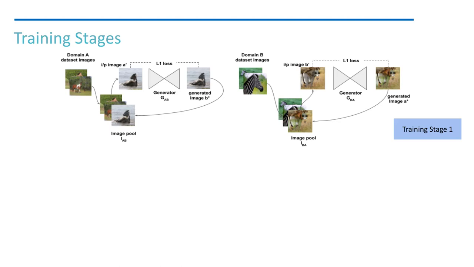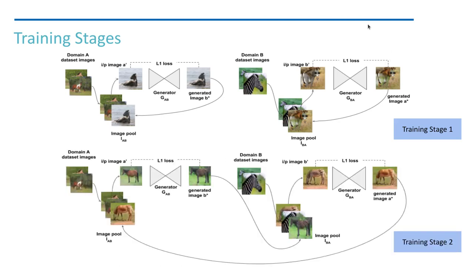In training stage 2, as training proceeds, the generators improve upon their translation capabilities and the generated images possess more target domain features and very few source domain features. Therefore, each generator can take the outputs of the other generator as adversarial images in addition to the respective source domain images. Image pool IAB would pull in images A from source domain A and the generated images A star from generator GBA, while image pool IBA would pull in images B from source domain B and generated images B star from generator GAB.